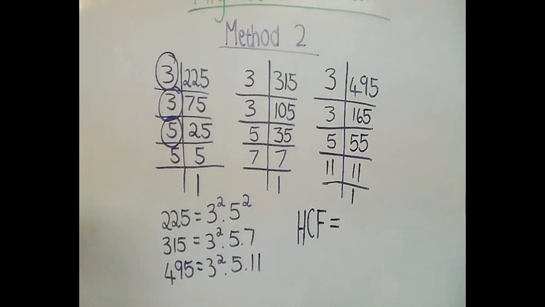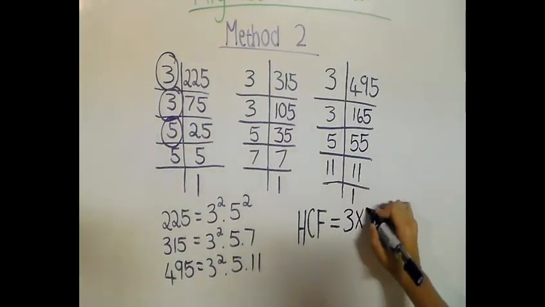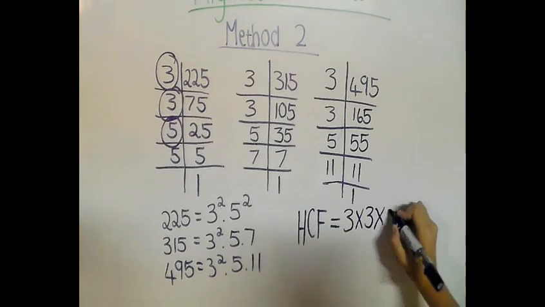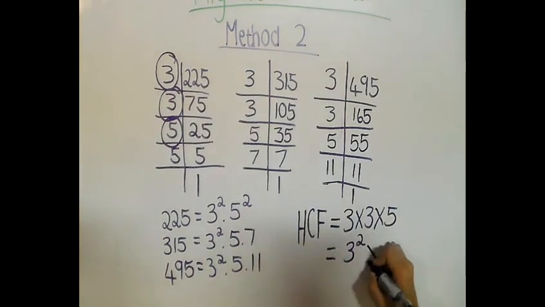Now we need to write this out. So first off, we're going to start by writing down HCF, which is highest common factor, is equal to 3 times 3 times 5, or we can write it as 3 to the power of 2 times 5, which equals 45. So the highest common factor is 45.